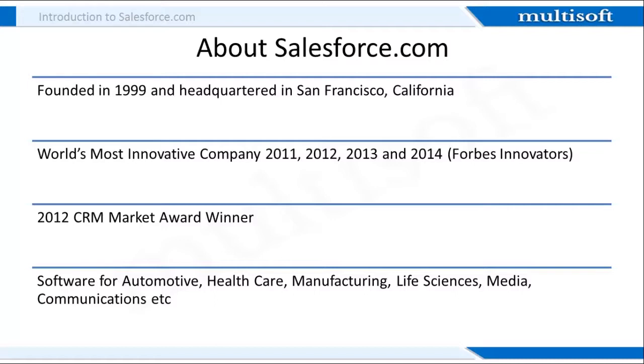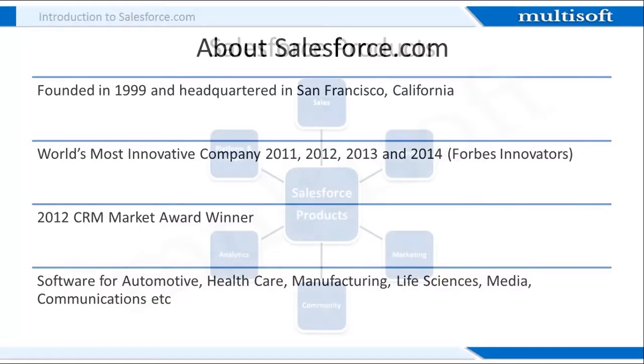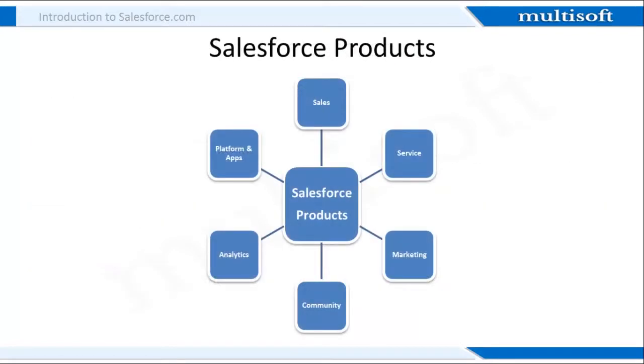It has won the recognition of the world's most innovative company in 2011, 2012, 2013 and 2014 and is also the 2012 CRM Market Award winner. The company provides software for automotive, healthcare, manufacturing, life sciences, media and communications industries. In terms of business functions, Salesforce caters to almost all departments. It provides products for sales, service, marketing, community, analytics, and platform and apps.